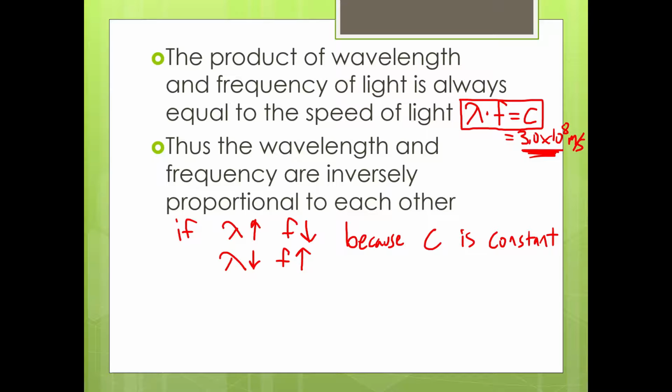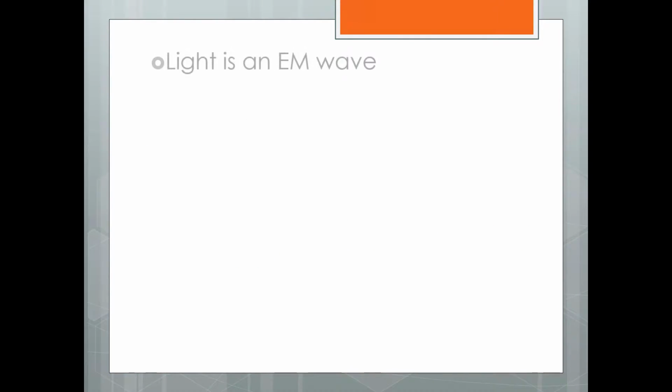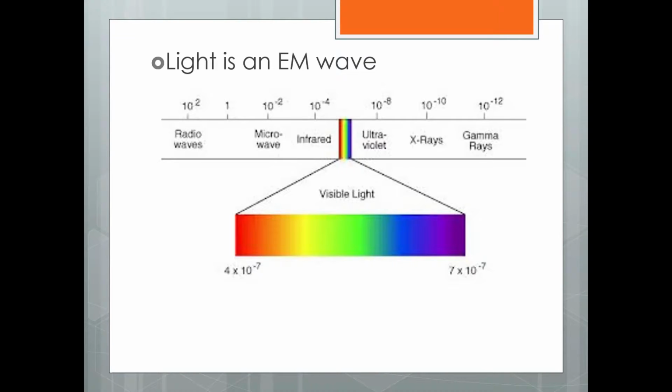Now light, again from Science 8, we know that light is an electromagnetic wave. And as such, light has a lot of interesting forms. If you remember from Science 8, the electromagnetic spectrum ranges from radio waves, which are pretty long. I should make note that these numbers are wavelength.